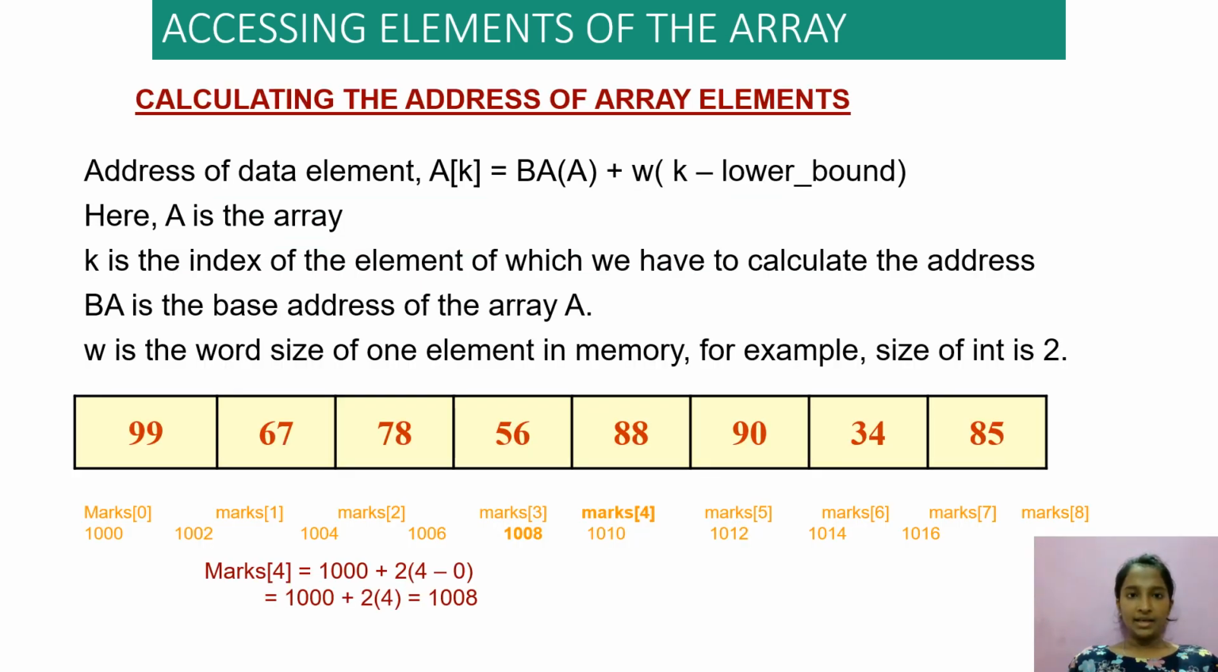Next comes calculating the address of array elements. Here A is the array, K is the index of the element of which we have to calculate the address, BA is the base address of the array A, and W is the word size of one element in memory. For example, the size of an integer is 2.